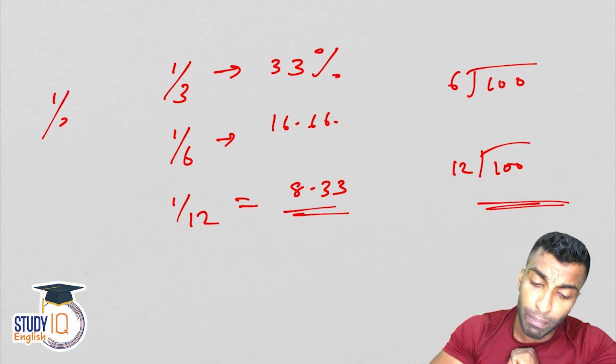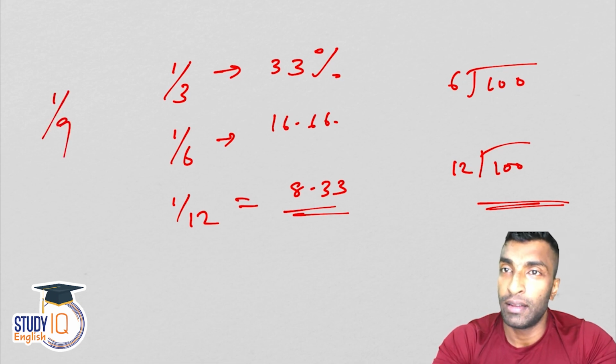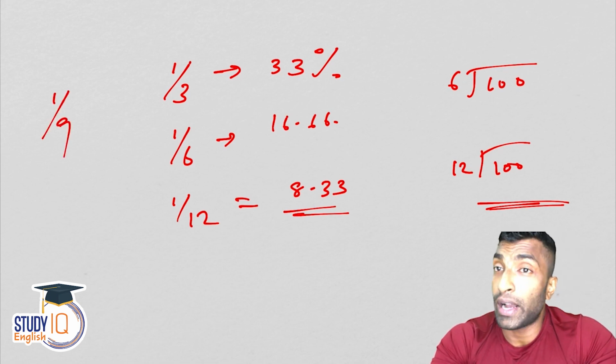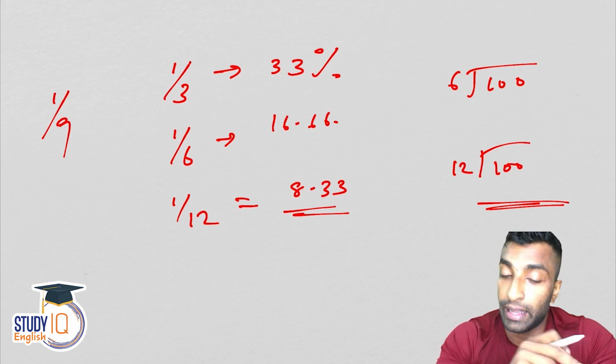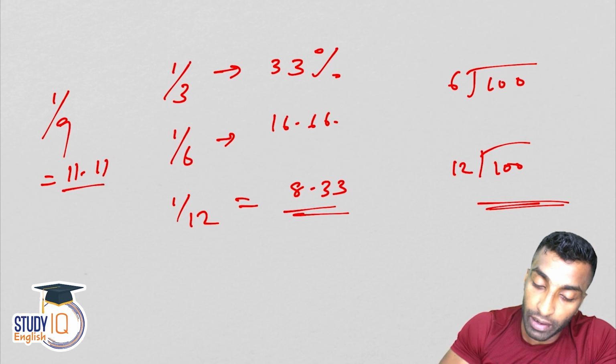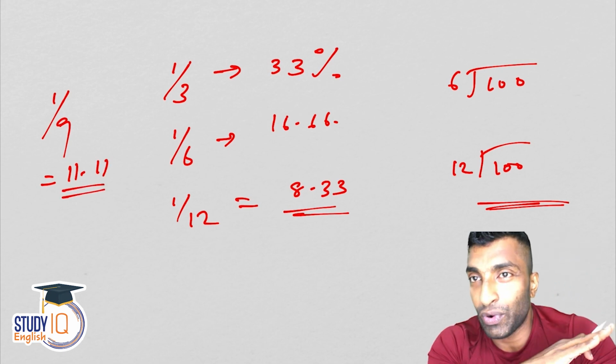Okay, how about 1 by 9 if I need to find? I know 1 by 3 is 33. 1 by 9 will be divided by 3 again. So that is going to be 11.11. So 1 by 9 is quite easy.